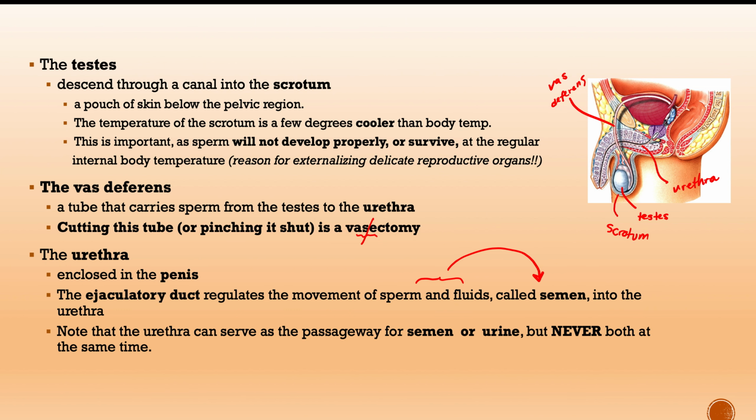So during an ejaculatory event, the bladder's pathway is pinched shut, and that way, as the bottom note here that you've been seeing since the slide began says, the urethra can serve as a passageway for both semen and urine, but never at the same time. Okay, so that ejaculatory duct is responsible for controlling traffic, as it were.